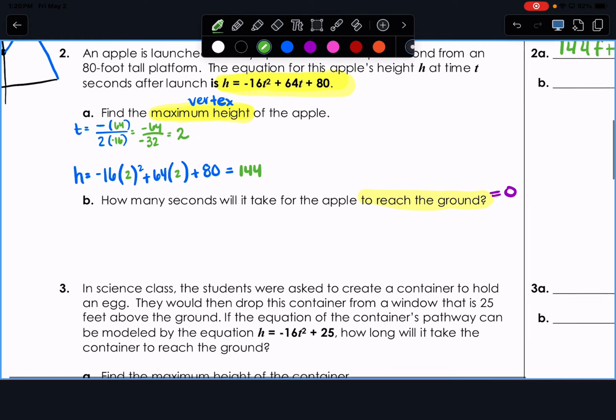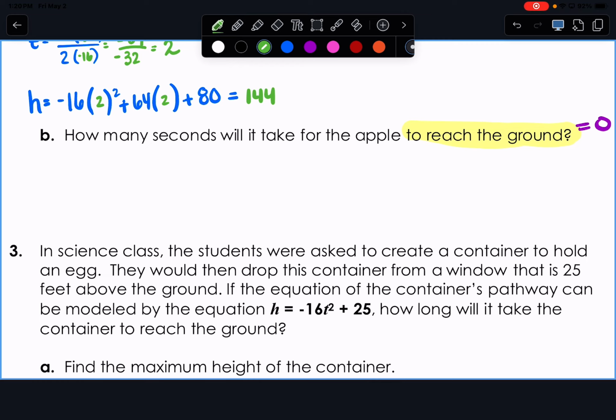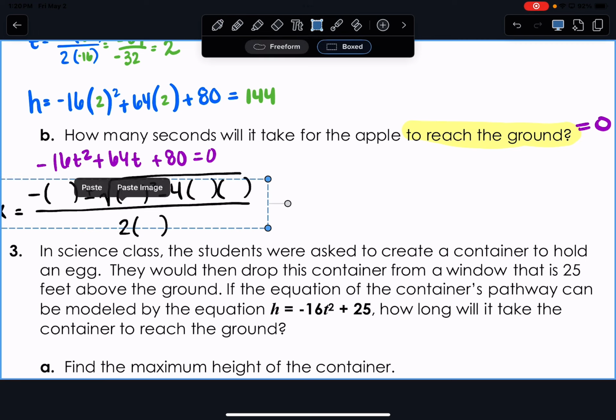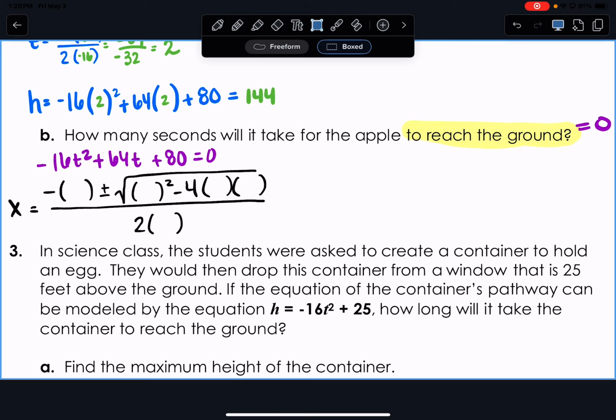Okay, now, the second one, we have to make it so that it reaches the ground. So we need to set it equal to what? 0. So we are going to do negative 16t squared plus 64t plus 80 equals 0. I want y'all to plug that into your quadratic formula and solve. Do you see how it has that exponent hanging out? You just have to leave that.